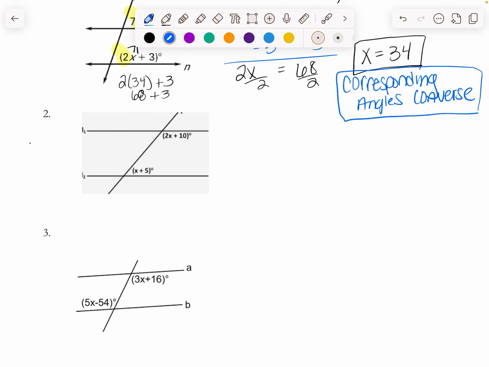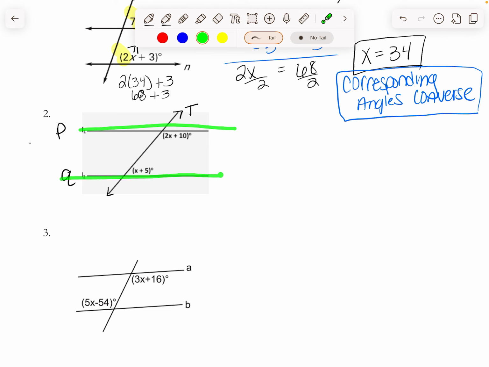All right, looking at number 2, looks like part of it got cut off. This line here that's running diagonal is your transversal. So these are the lines I'm going to try to prove are parallel. Let's call this one P and this line Q. Now, if I look here, I have my transversal. These two are both on the same side of the transversal, and they are on the interior sides of the parallel lines. So these are consecutive interior angles.